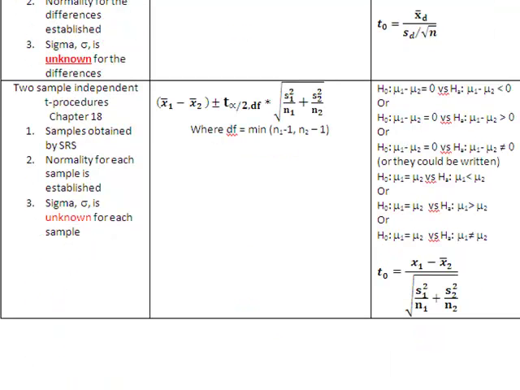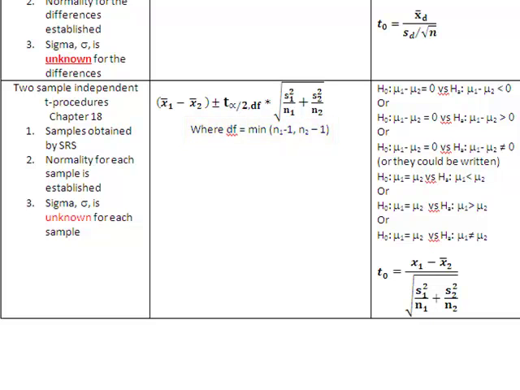For the two-sample independent t procedures, which was Chapter 18, both samples were obtained by simple random sample. Normality had to be established for each of the samples, and sigma is unknown again. So we did our approximation to the degrees of freedom, which gave us conservative confidence intervals. That means intervals that will be a little bit longer, and that it will be harder for us to reject the null hypothesis. Henceforth, it's conservative. And the way we do this is we take the smallest sample size and subtract 1 from it, and that would give us the degrees of freedom.